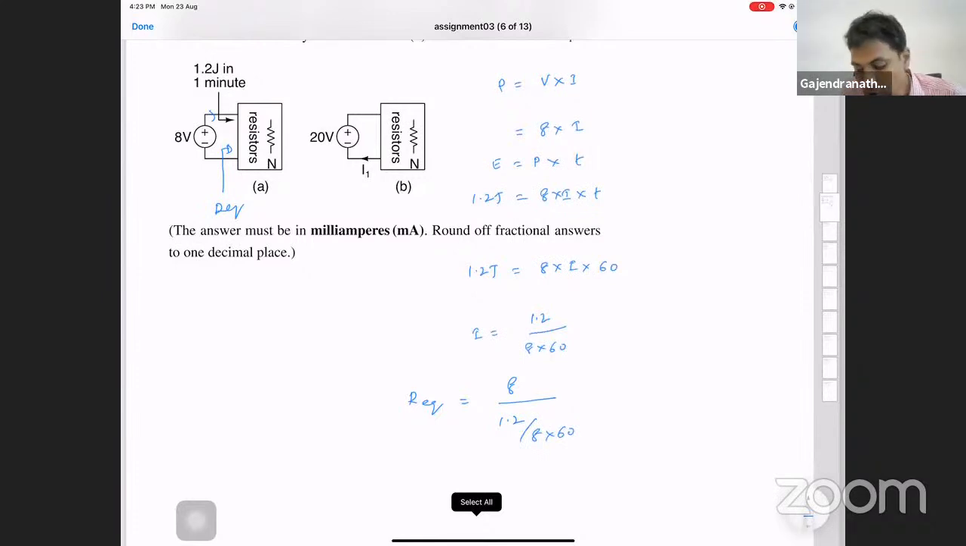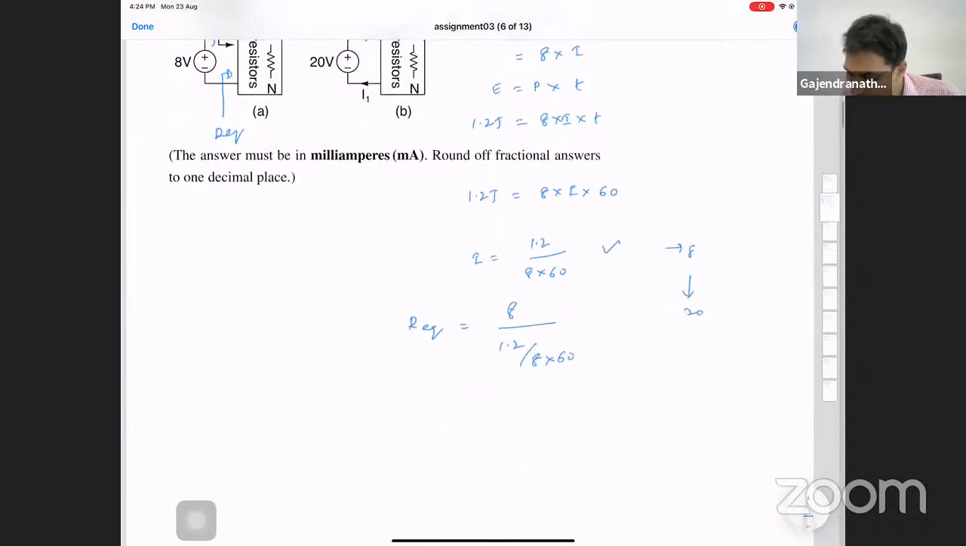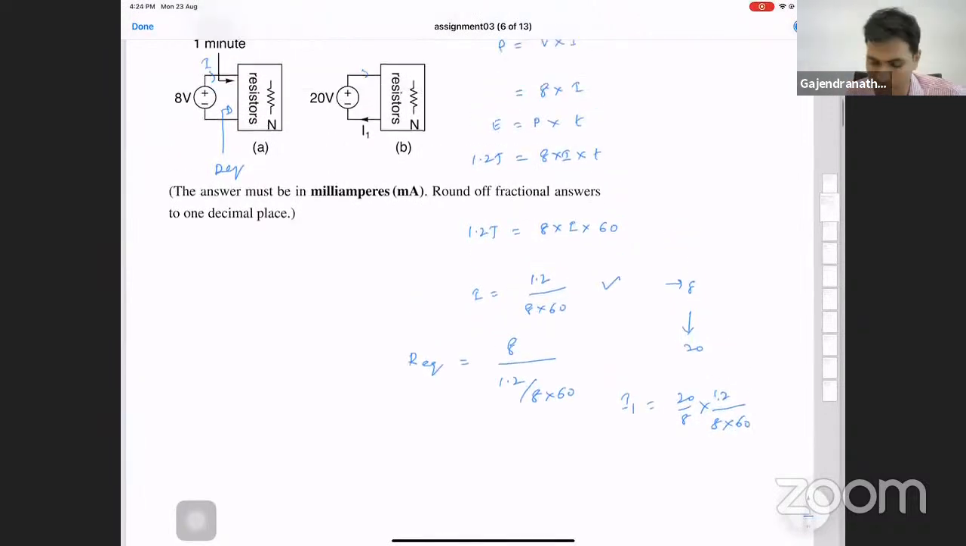Or you can also do another simple trick here. Since the network is not changed, the current I is pushed in the same direction here, I is entering and I is leaving. So if for 8 volts it's giving this much current, and 8 volts becomes 20 volts, the current I1 also increases by the same factor. So I1 becomes 20 by 8 times 1.2 divided by 8 by 60. This way also you can solve.